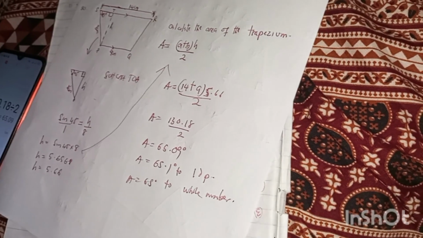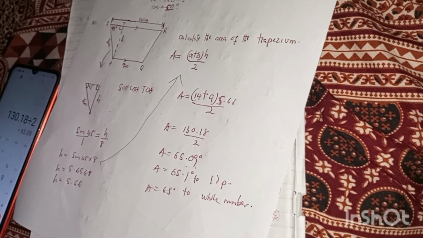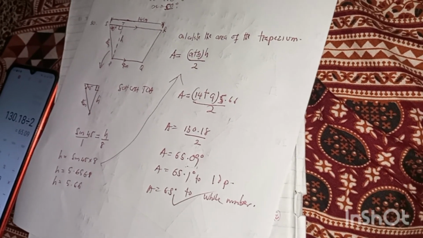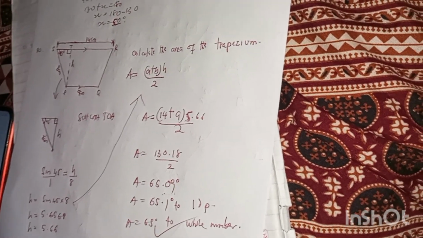So depending on what the examiner wants you to do, they may say to 2 decimal places, to 1 decimal place, to as many decimal places as they want. All right, so that's the 30th question. See you in the next few questions.